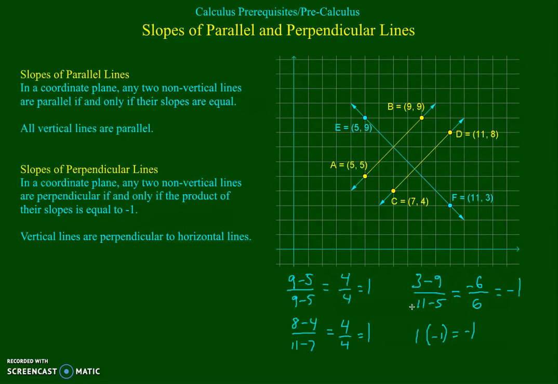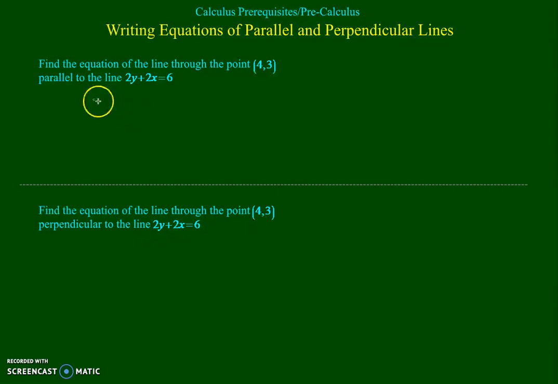Now we're going to look at equations of lines, perpendicular and parallel. In this first problem, we want to find the equation of the line through the point (4, 3) that is parallel to this line. Well, obviously, we're going to need the slope of the line because parallel lines have equal slopes. So we've got to put this in slope-intercept form in order to get that.